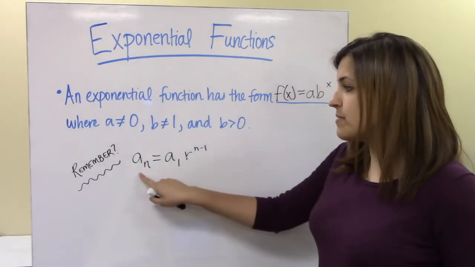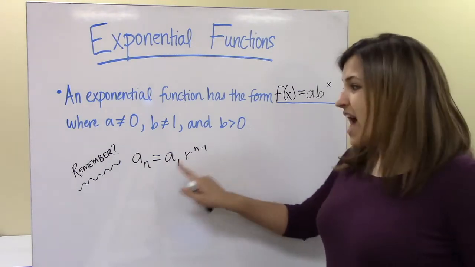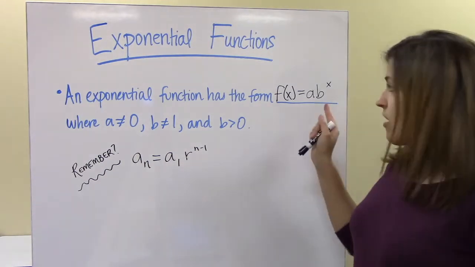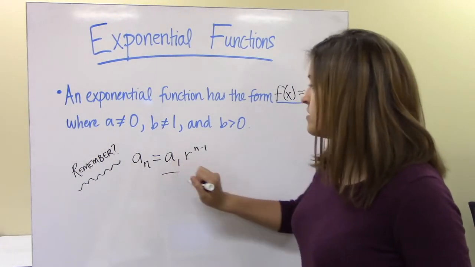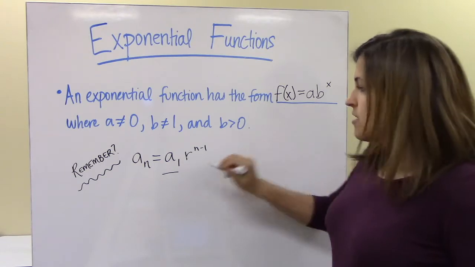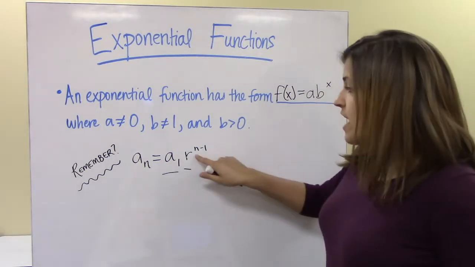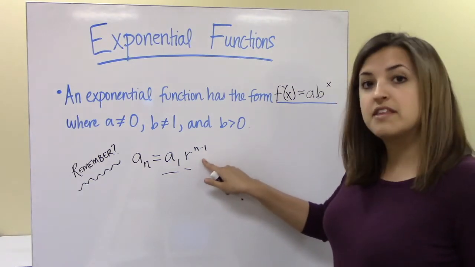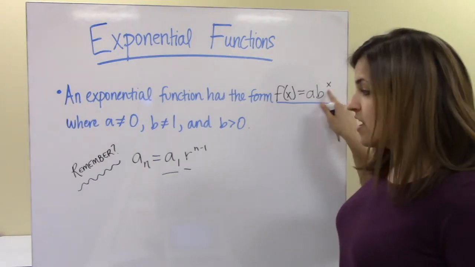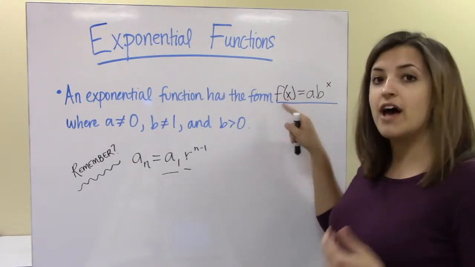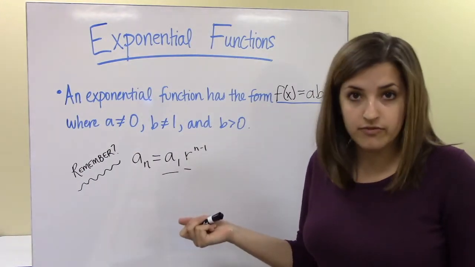You remember this form, a sub n equals a sub 1 times r to the n minus 1? This actually looks really similar to our new form of exponential functions. If you look here, a sub 1 is really like a here, r is like b, and our ratio never changes. And that n minus 1, that n term is the thing that can change. So the x up here is the thing that can change for us. And that will give us our function evaluated at some x, or in other words, whatever term we were looking for.